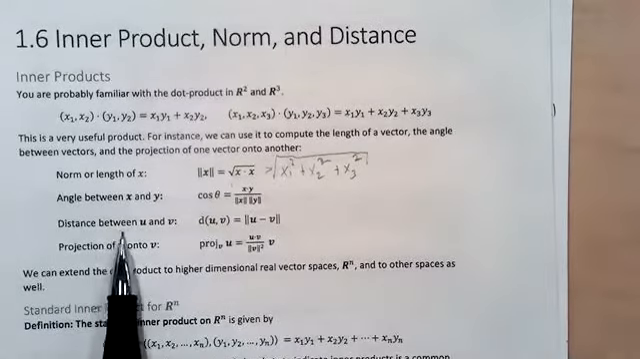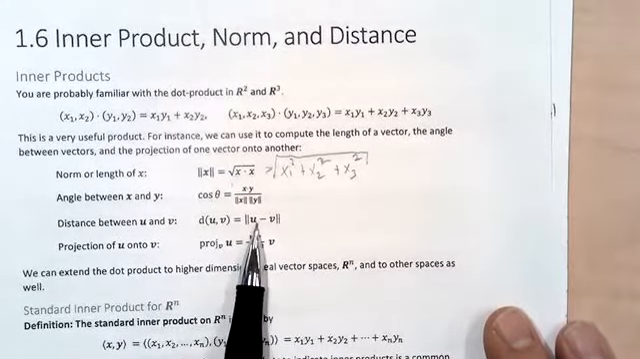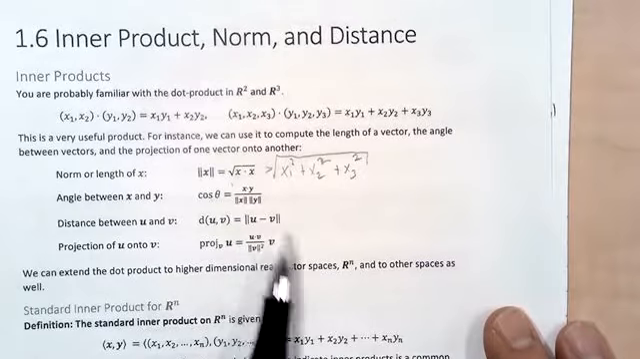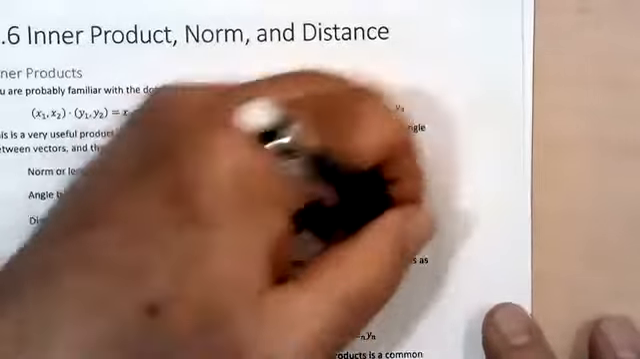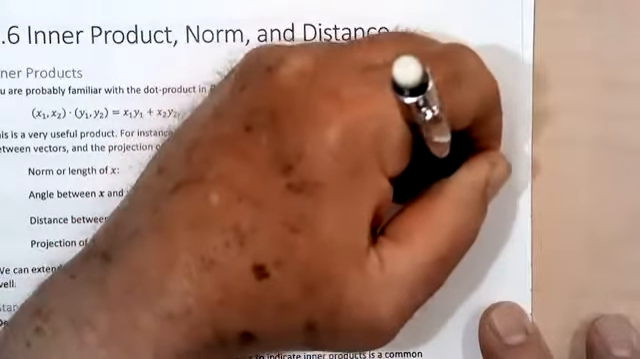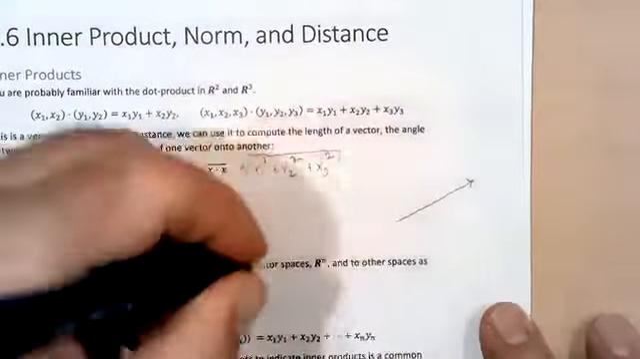And the distance between 2 vectors is simply the norm of the difference in the vectors. So if you have vectors u and v, the distance between them is the norm of u minus v. And finally, the projection of u onto v. And the projection means this, I'll draw it in 2 dimensions since it's possible there. Let's say this is u onto v.